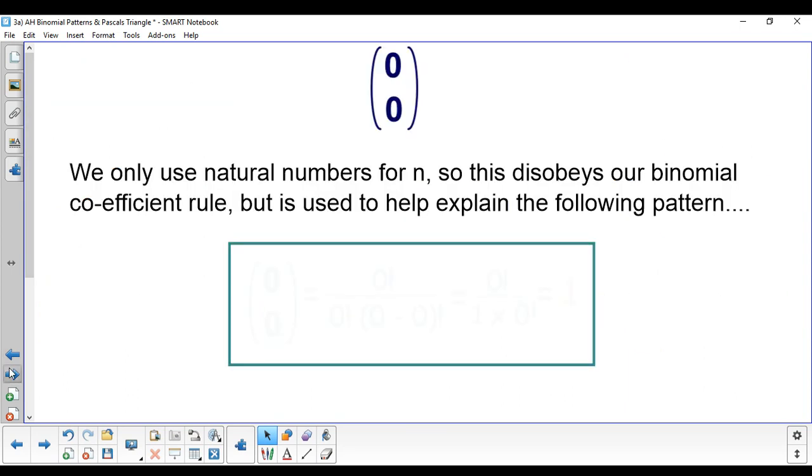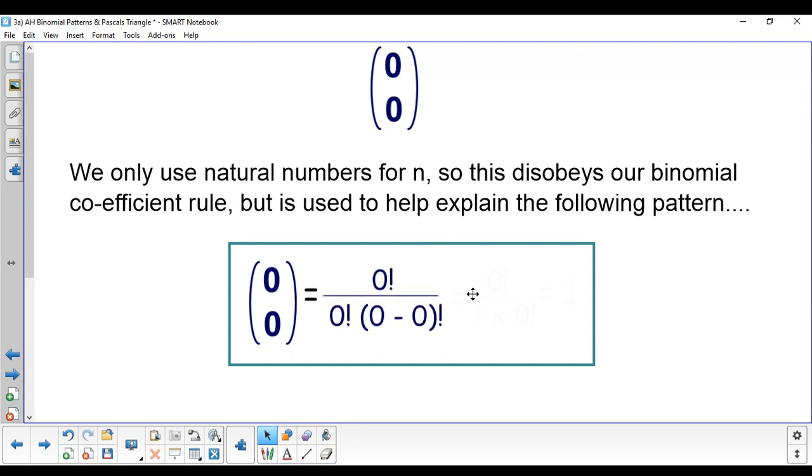Before we do so, for the first part of the pattern, we need to have 0, 0. We only use natural numbers for n, so this disobeys our normal binomial coefficient rule, but it is used to help explain the following pattern we're going to look at. So if you had 0 factorial over 0 factorial, and the difference between them is 0 factorial, remember they're not 0, they're 1s, so it's 1 over 1 times 1, which is 1 as well. Okay.